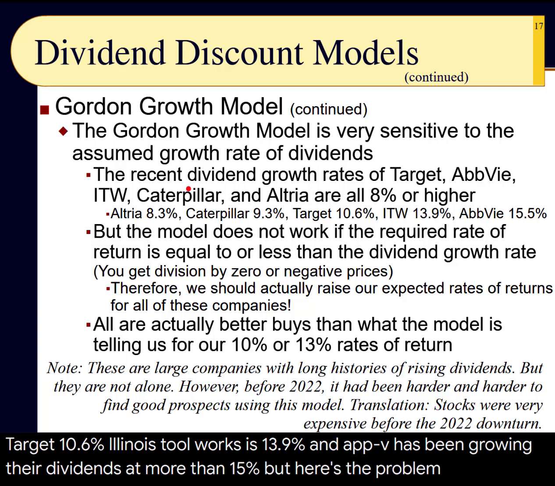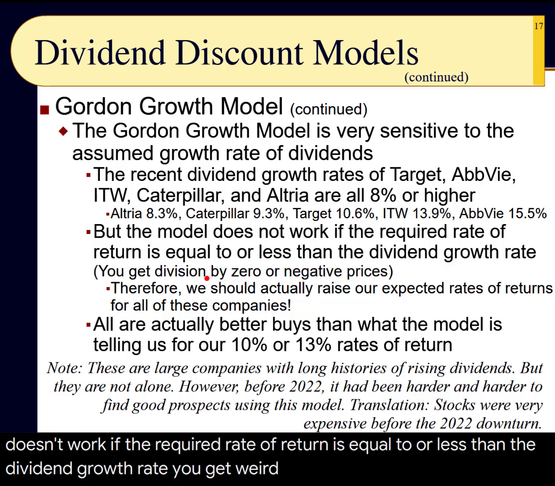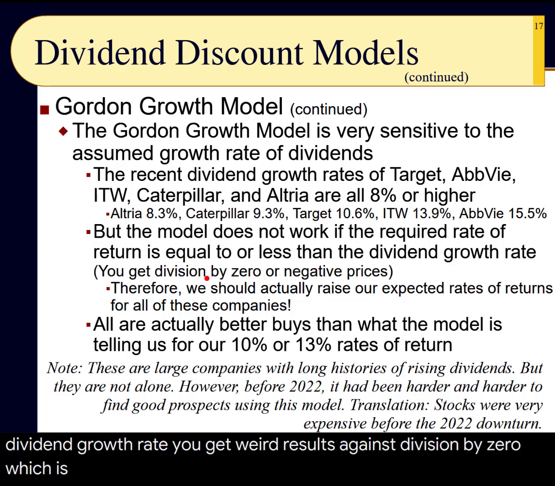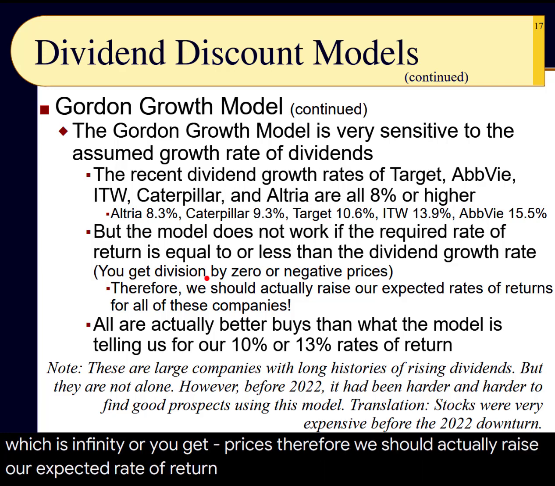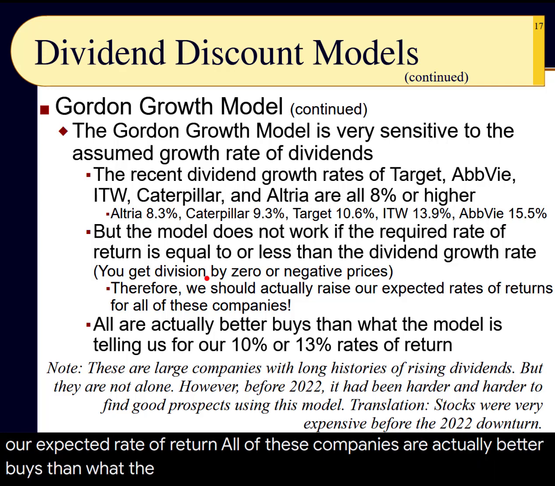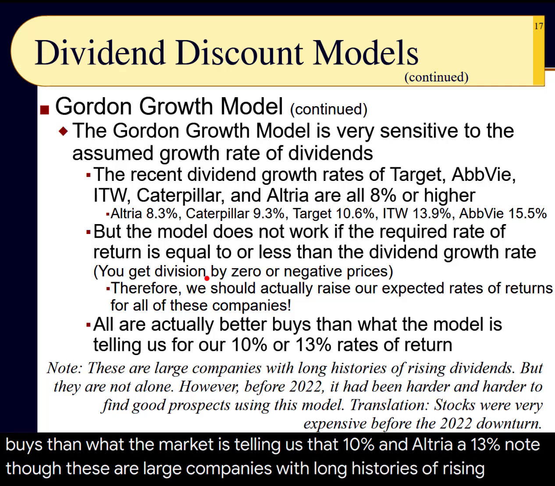But here's the problem. The model doesn't work if the required rate of return is equal to or less than the dividend growth rate. You get weird results. You get division by zero, which is infinity, or you get negative prices. Therefore, we should actually raise our expected rate of returns for all of these companies. All of these companies are actually better buys than what the market is telling us at 10% and Altria at 13%. Note, though, these are large companies with long histories of rising dividends.